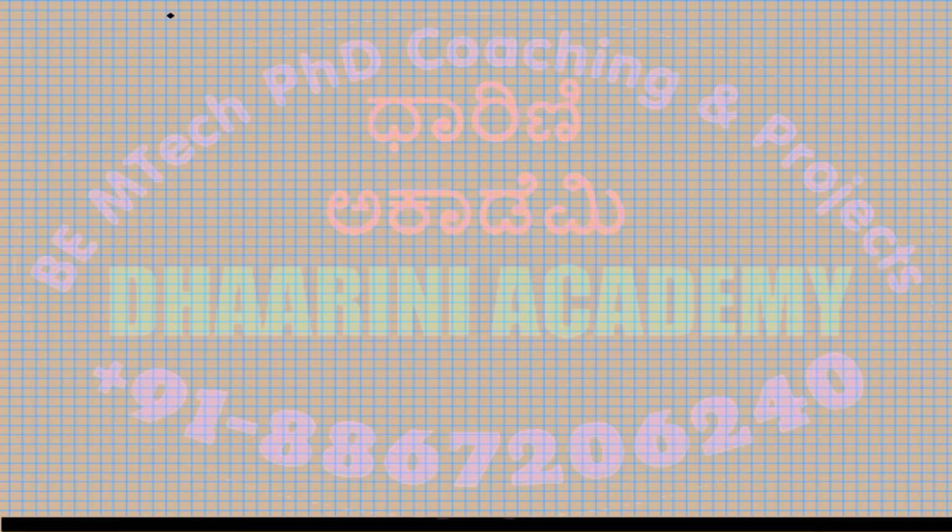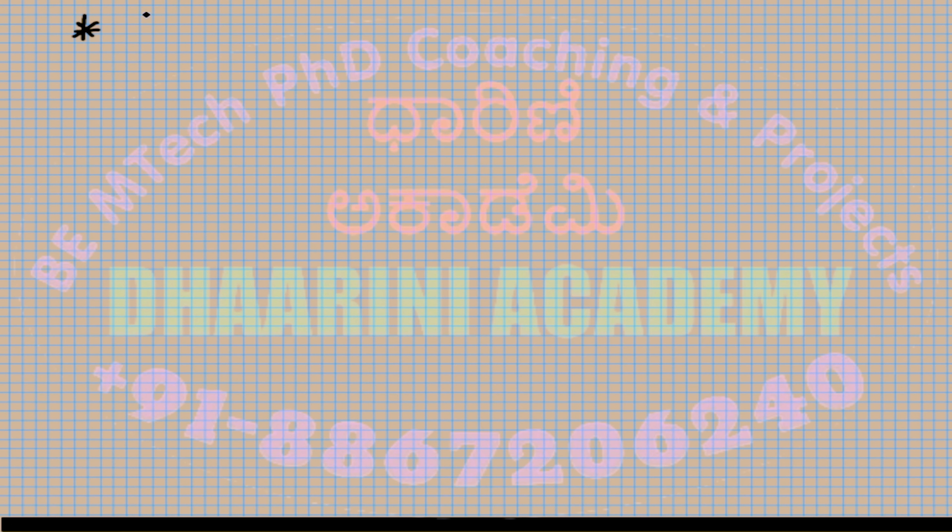Let's move on to the next topic, and this is logarithms. Let's try to define what is a logarithm.